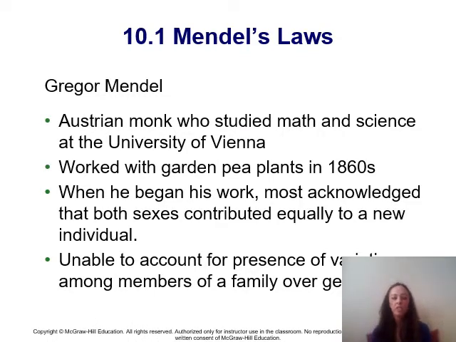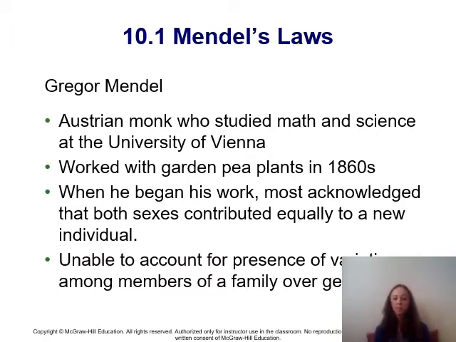So we'll start off our genetics lesson by talking about the scientist who discovered it. Gregory Mendel was an Austrian monk who studied math and science at the University of Vienna, and he worked with garden pea plants back in the 1860s. And it's with the garden pea plants that he discovered his various laws of genetics.